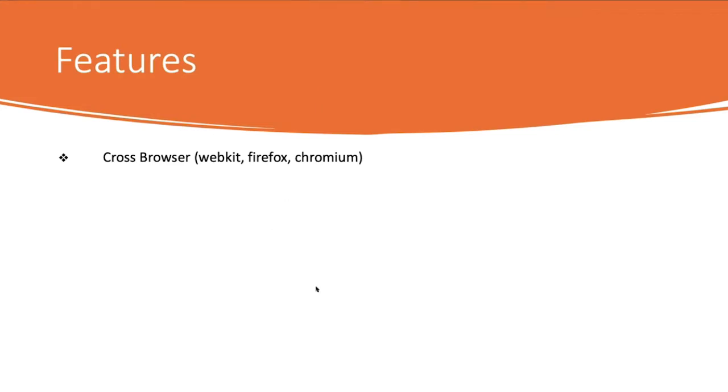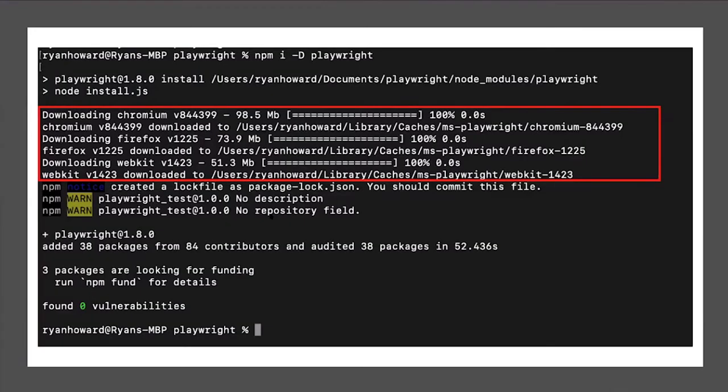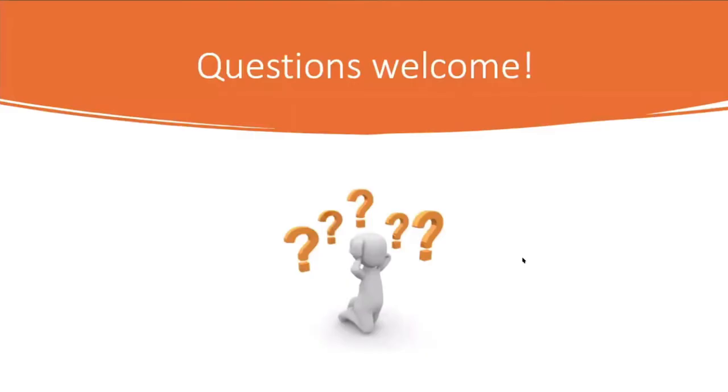When you install Playwright, it's going to automatically download Chromium and Firefox and WebKit for you. And like I said, that means regardless of whether you're running on Mac, Windows, Linux, you've got the ability to run your tests on any of those, using any of those engines. You don't have to download them specifically.